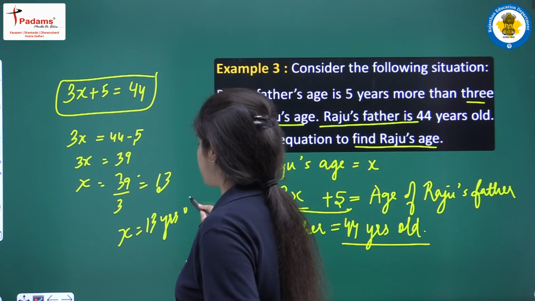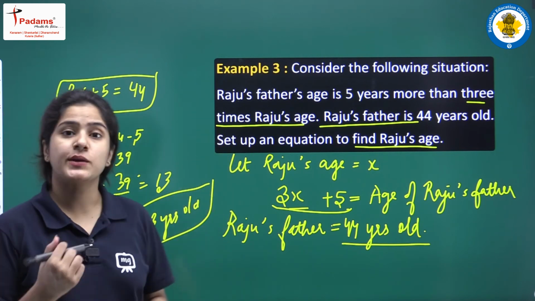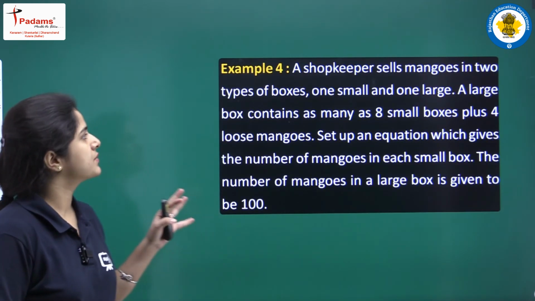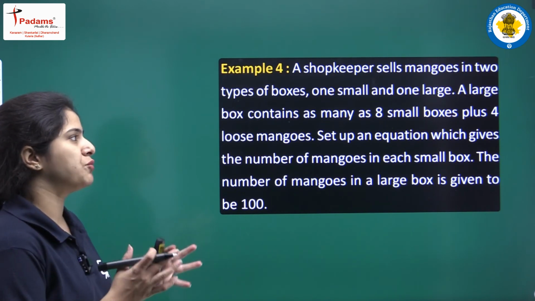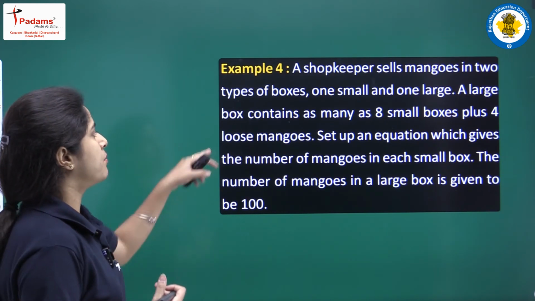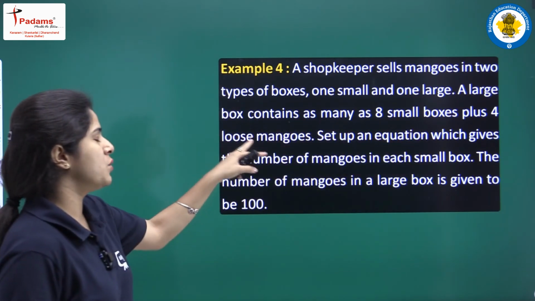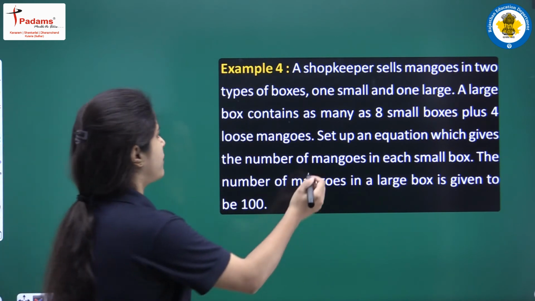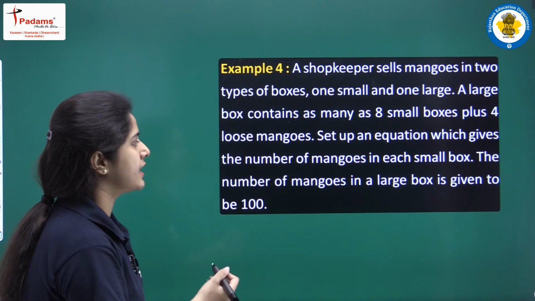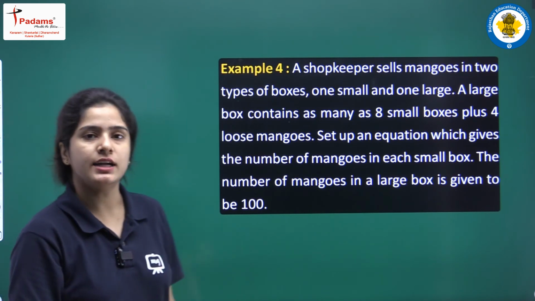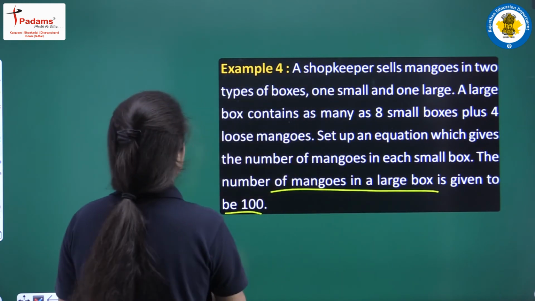Okay, now students, this is your third question. Looking at the fourth question, that is: a shopkeeper sells mangoes in 2 types of boxes, one small and one large. A larger box contains as many as 8 small boxes plus 4 loose mangoes. Set up an equation which gives the number of mangoes in each small box. The number of mangoes in the large box is given to be 100. Okay, so the number of mangoes in the larger box is 100.